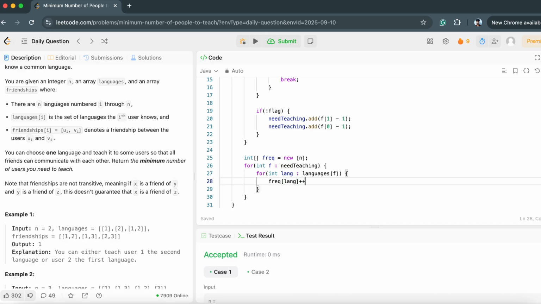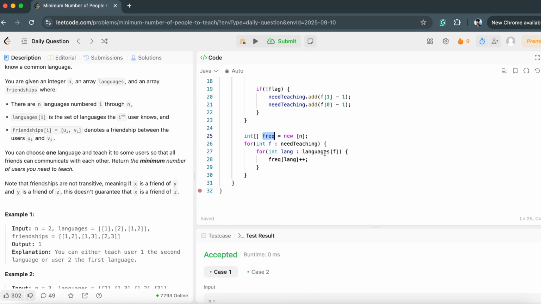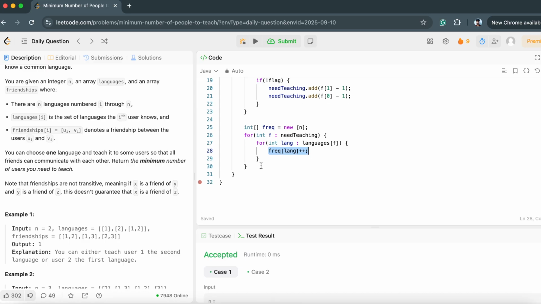Now it is clear that this frequency array holds all the different languages these users know. The mostly accessed or mostly spoken language is something we have to figure out from this frequency array. If we get to know that, we can easily teach that particular language to the leftover users in this needTeaching set. Now we just have to figure out the max frequency language.